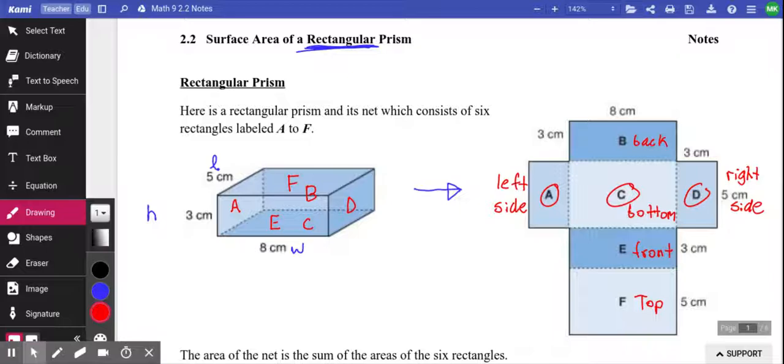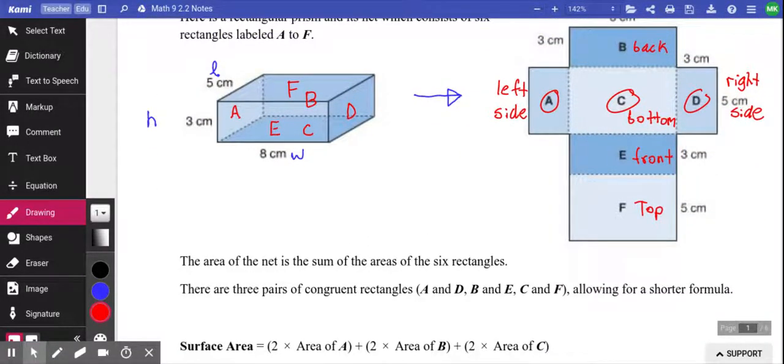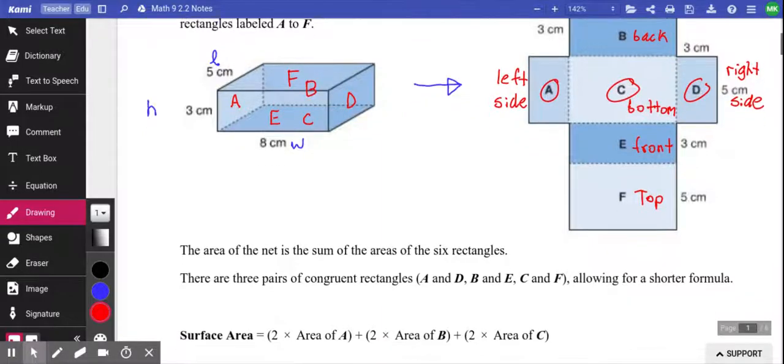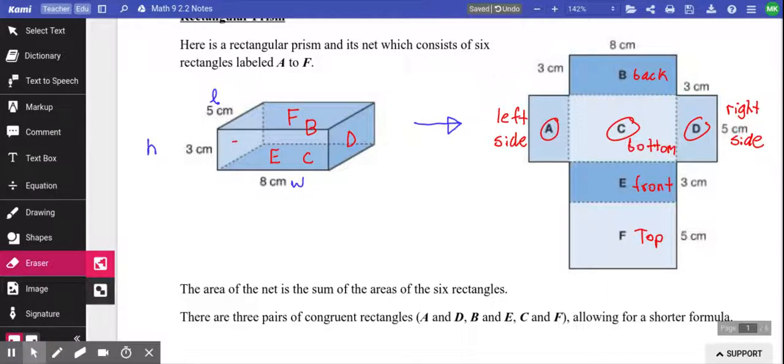If you wanted to calculate the surface area, you would have to calculate the area of all those sides, so there's 6 sides, and add them all up. We're going to try that with this guy. We're going to start with A and D. That's the left and the right side.